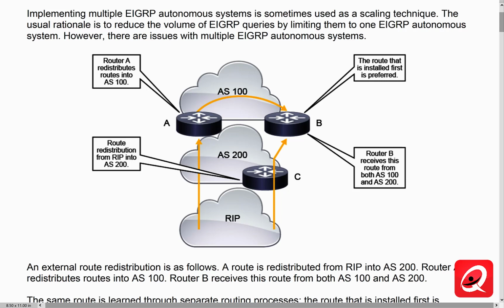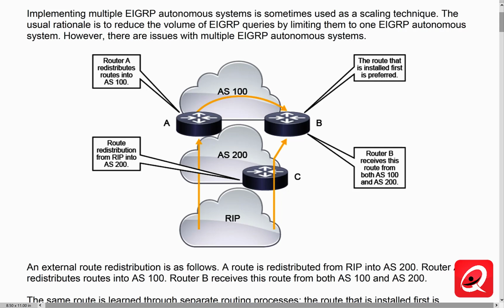I guess they describe it as a potential issue. A route is being redistributed from RIP into AS200. Router A redistributes that into AS100. Router B hears about that route prefix in advertisements from AS200 and 100. The AD is the same because they're both external. They already became a 170 from RIP. Based on what they're saying, the route that gets installed into the topology database is whatever's placed into the routing table first. I'm not actually entirely convinced that that would be the case.